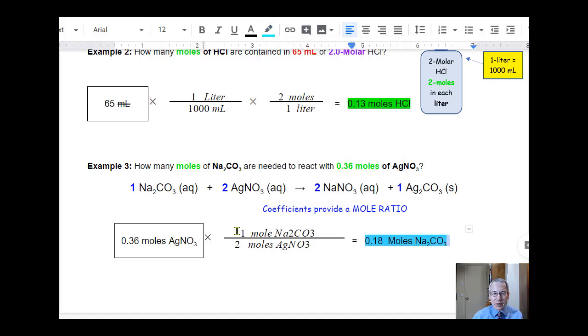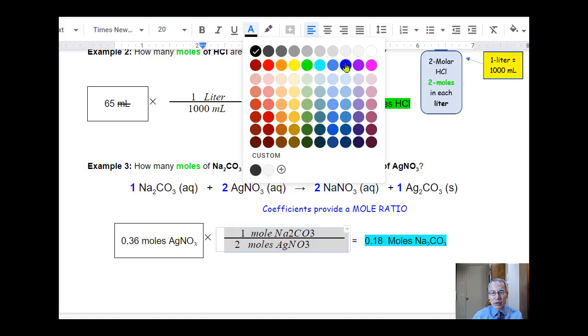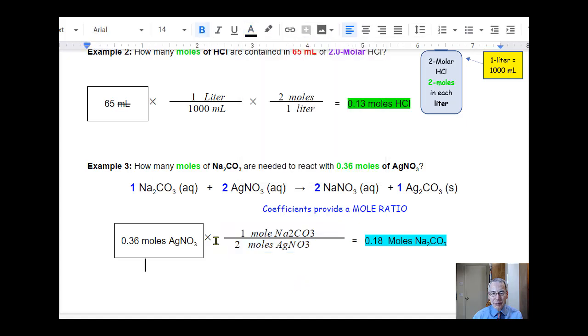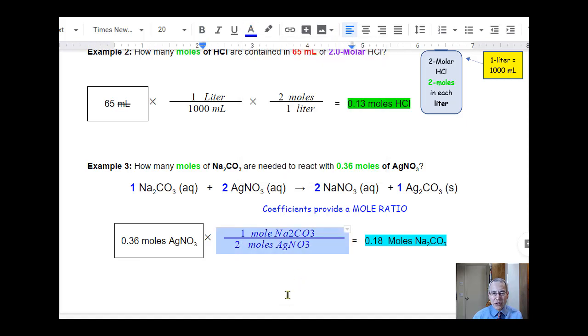And this may help you, I'm not sure. But you could say, since the mole ratio came from the coefficients and the coefficients are blue, we might be able to make these blue as well. Yeah, try again. There we go. This time it'll work, I think. Blue. There it is. So now the blue conversion factor corresponds to the blue coefficients. That may help you see how does it work.